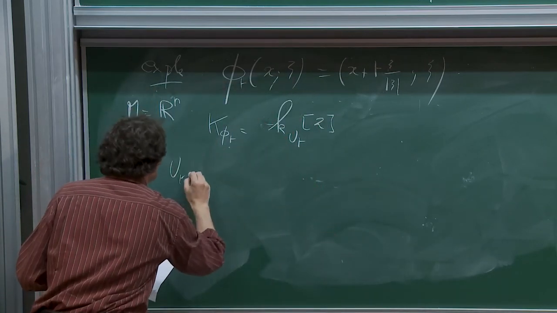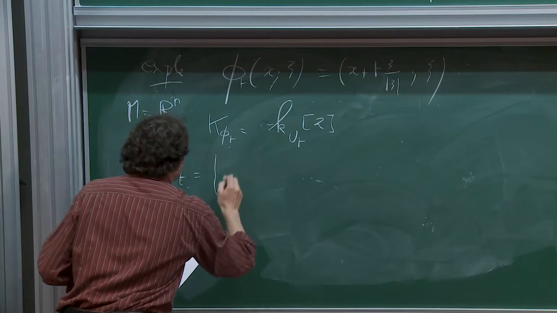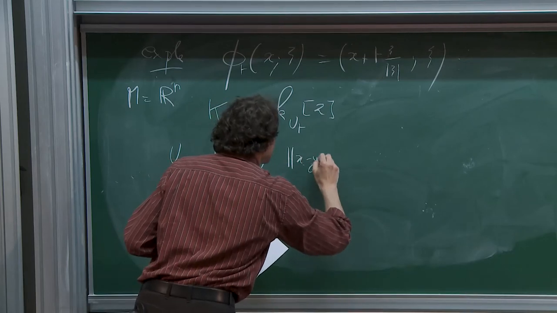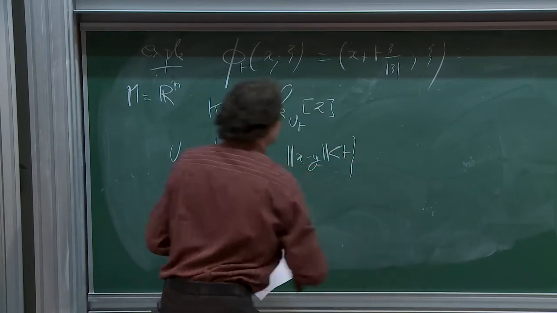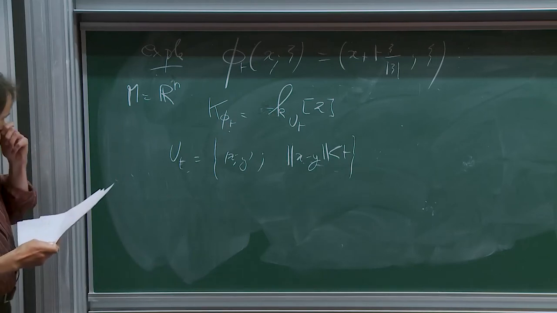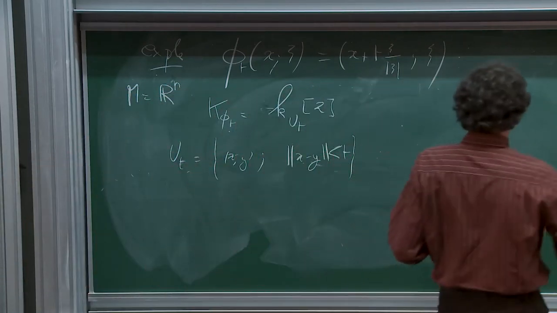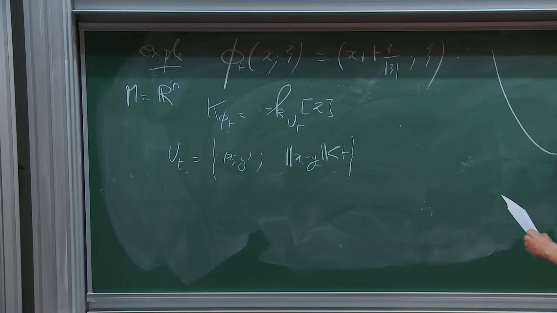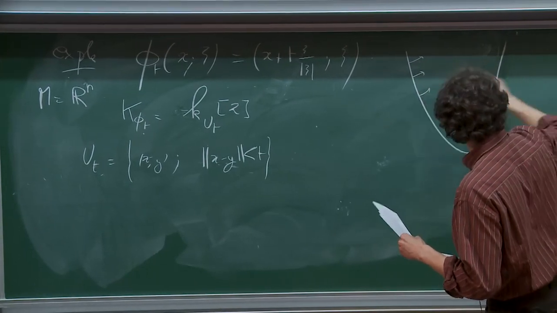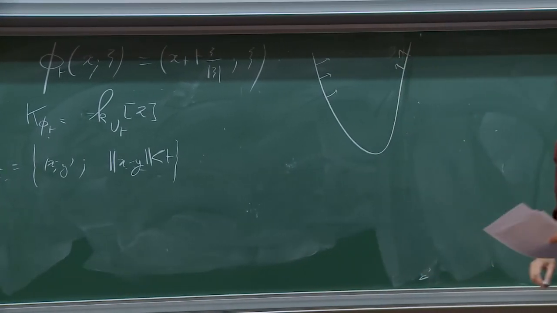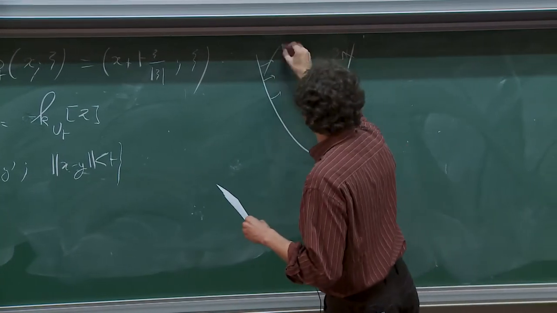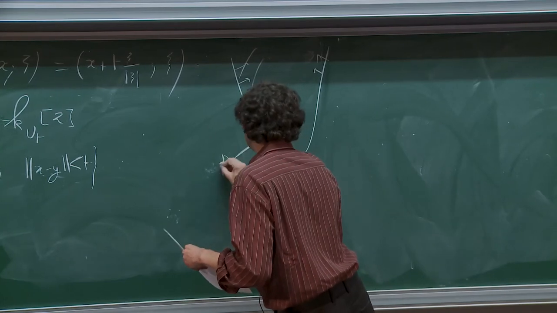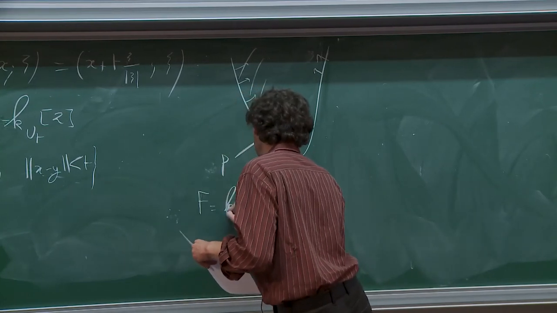So U_t here is the set of (x, y) with distance of x and y less than t. So it's an open set. And if we want to understand the composition, so for example, take a Lagrangian manifold given by the interior conormal bundle of some parabola. So say P is this closed subset, and we consider the constant sheaf on P.